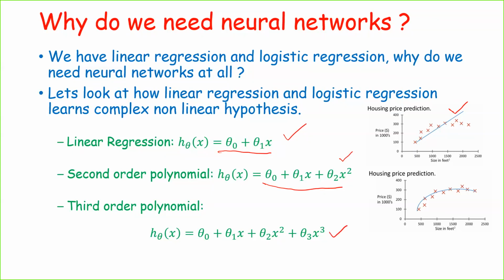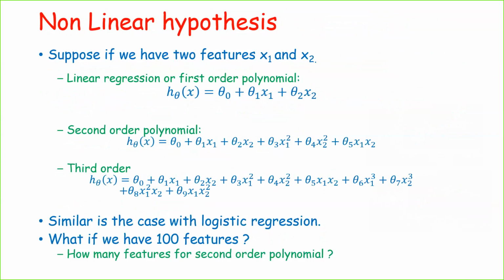Suppose there are two features. If you go for the linear regression model, how many parameters will you have to learn? 3, right? If you go for the second order polynomial, 6: x1 square, x2 square, x1 x2, and so on, total 6. If you go for the third order polynomial, then 10, right? So with 2 features, if you go for the third order polynomial, you'll be learning 10 parameters.